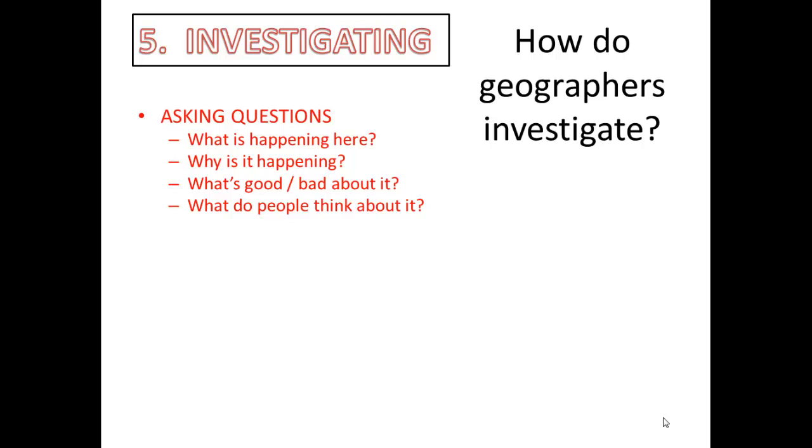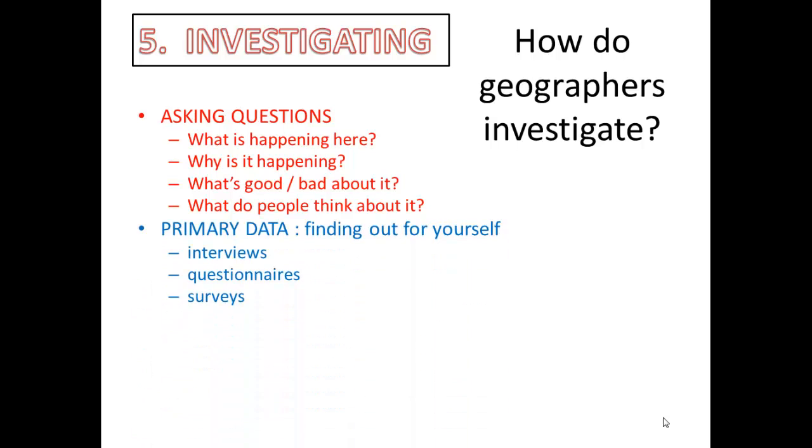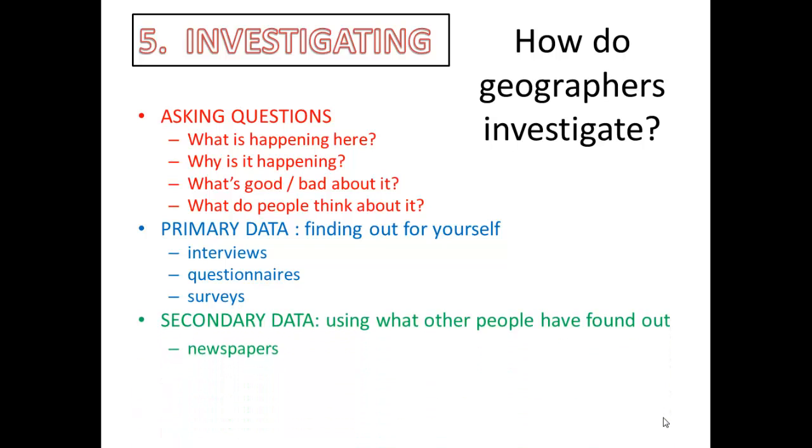Now, there are 2 ways that geographers find things out. The first one is to use primary data. That means finding things out for yourself. This may include interviews, questionnaires or surveys. The second way that geographers find things out is using secondary data, and this means looking at what other people have already found out. You might look in newspapers, you might look on websites, you might look on Wikipedia.